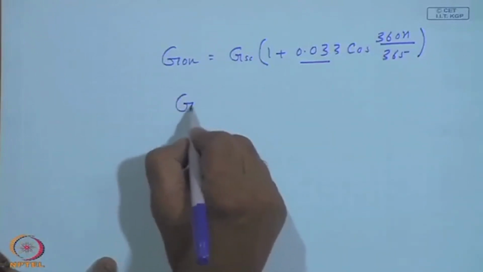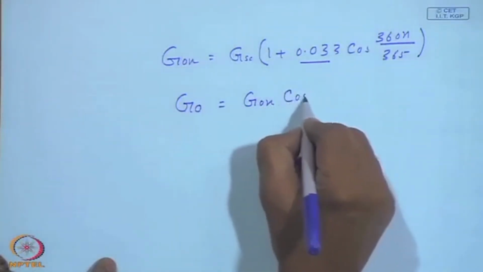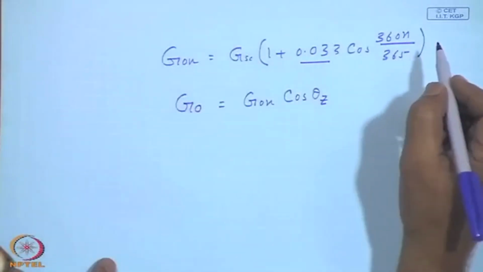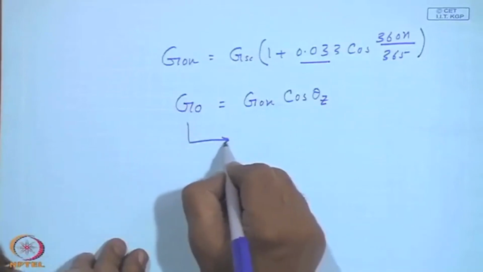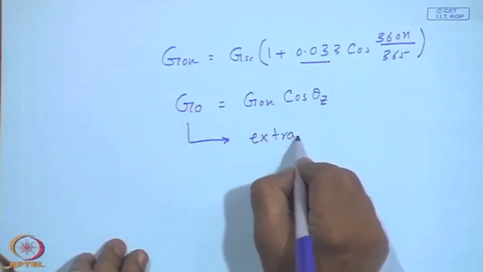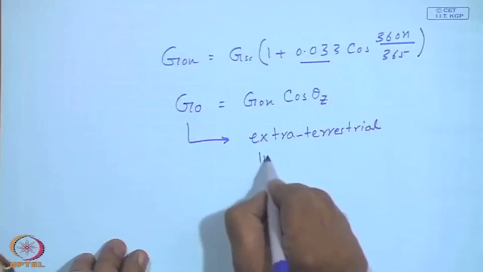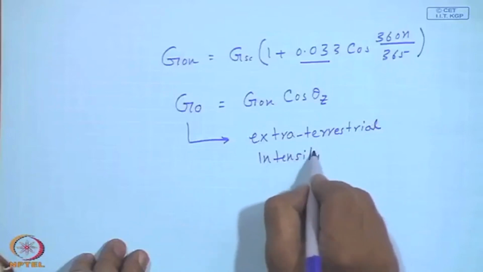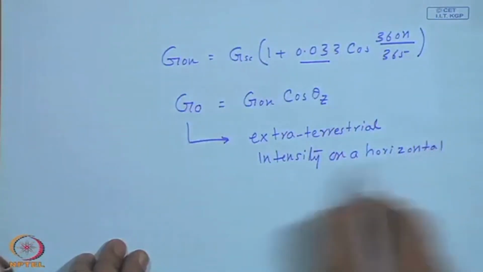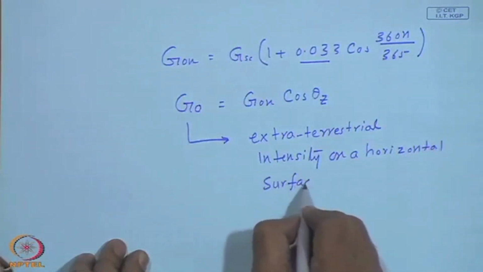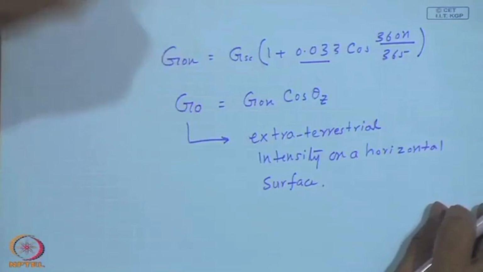So, from the angles we have defined so far, if I multiply with the cosine of the zenith angle, I will get the radiation on a horizontal surface. So, that is what I have recalled this equation.